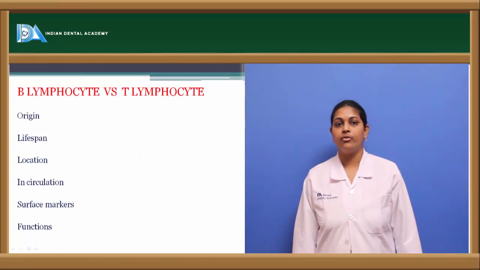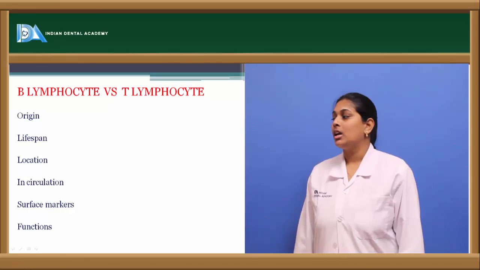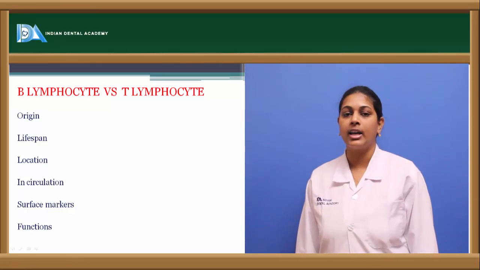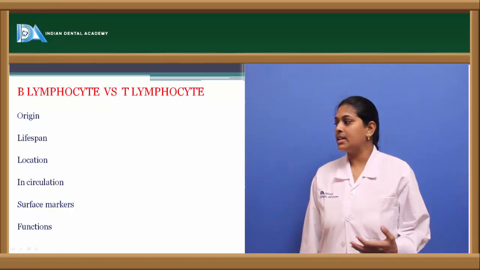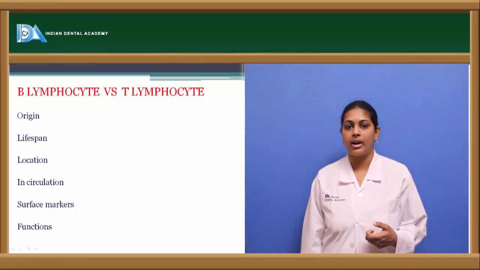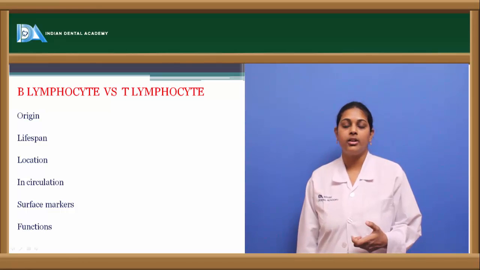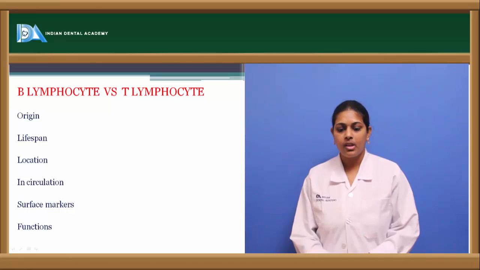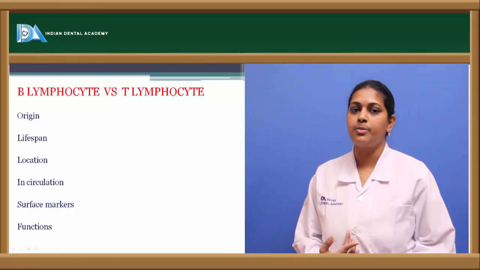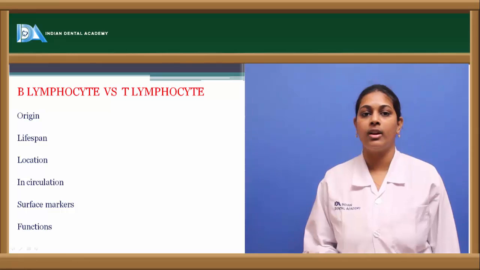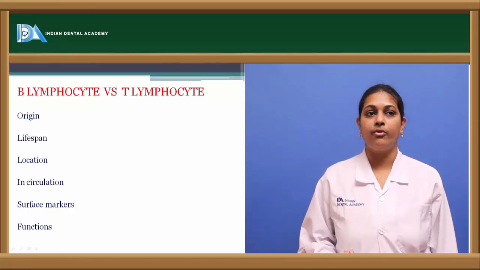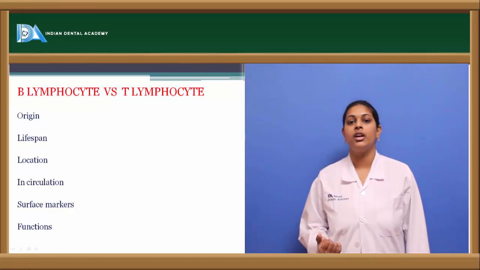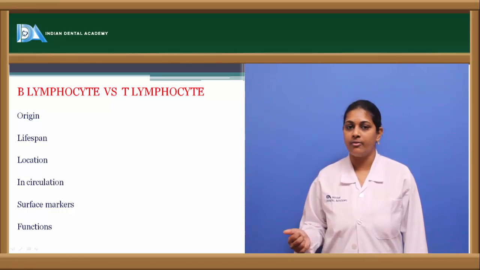Coming to B lymphocytes versus T lymphocytes, the origin of the B lymphocytes is from the bone marrow, that is from the bursa. So they are termed B lymphocytes or bursa lymphocytes, because they were first identified in a fowl in the bursa. Coming to the T lymphocytes, the origin of the T lymphocytes is usually from the thymus. So they are termed T lymphocytes.